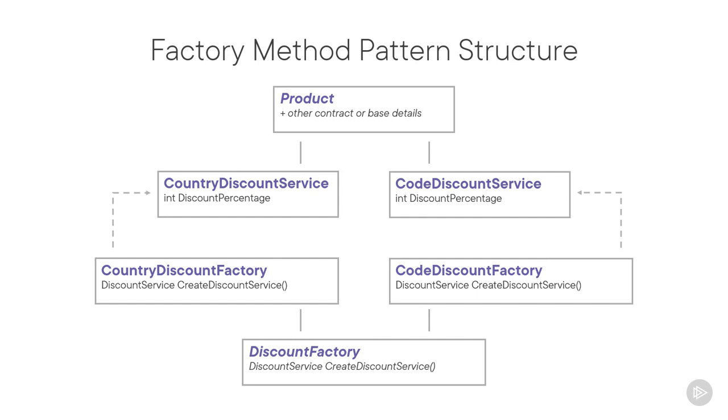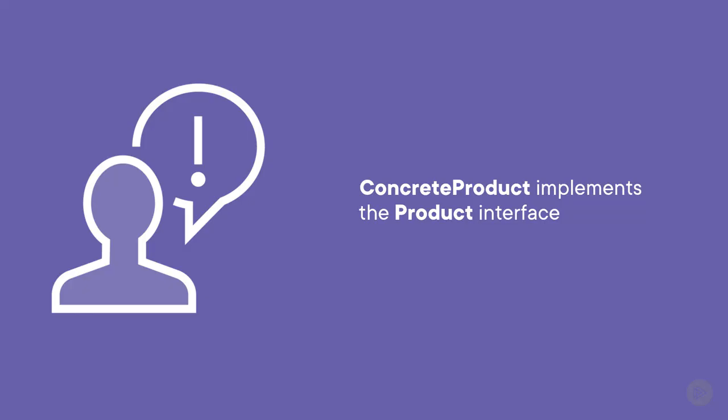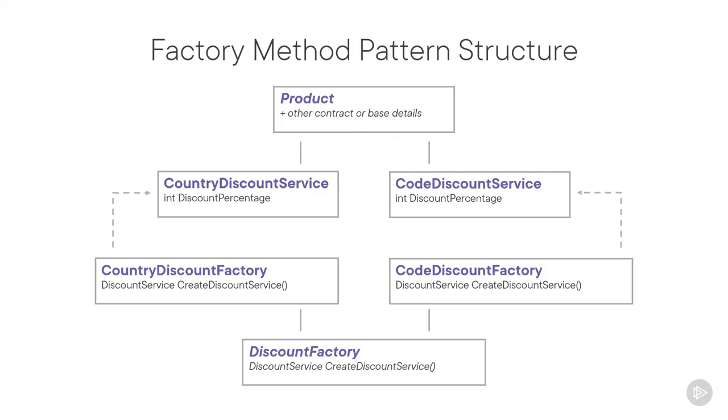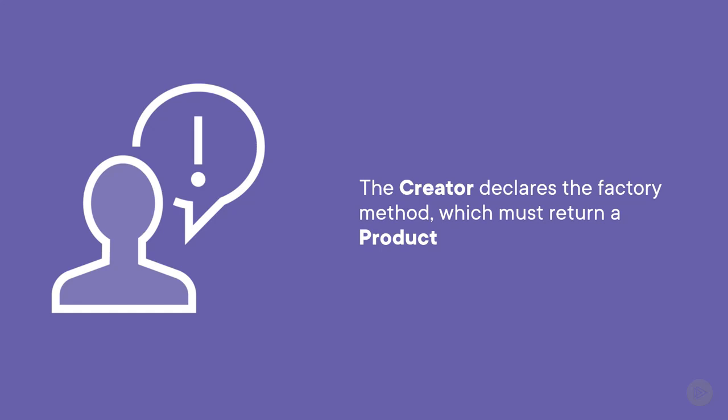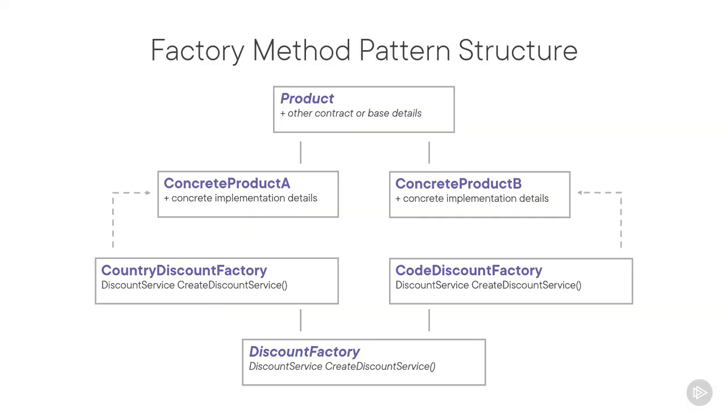Then we have concrete products, the implementations of that product interface. If we map that to our example, that's the code discount service and country discount service. The creator then declares the factory method. This factory method must return an object of type product. In our case, that's the discount factory, with the abstract create discount service method on it. We can map that to factory method.